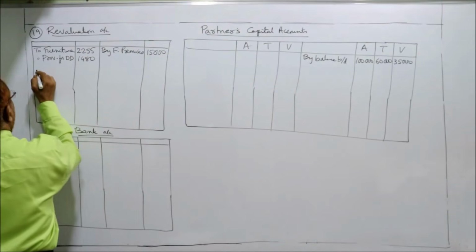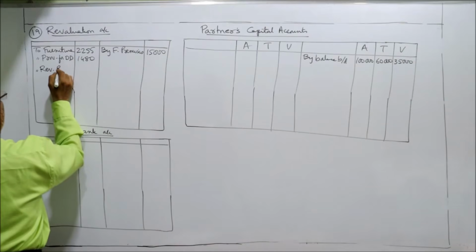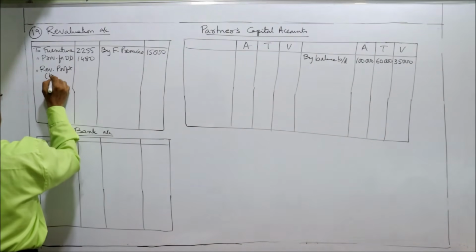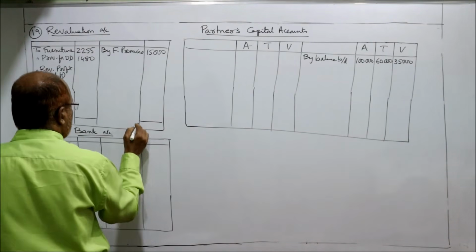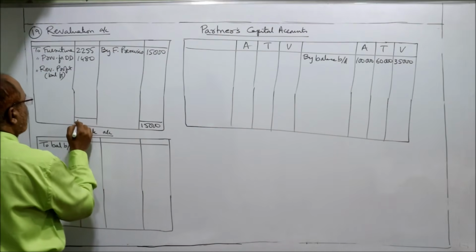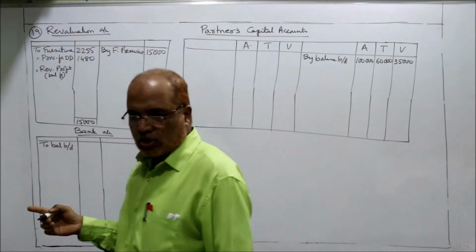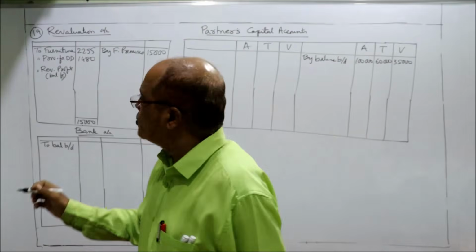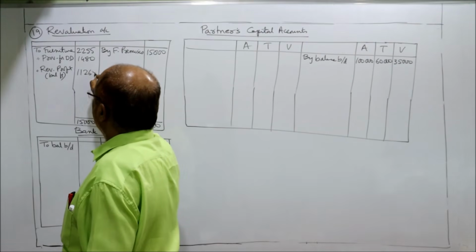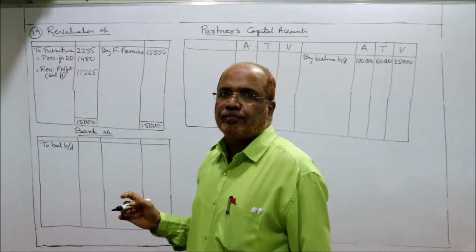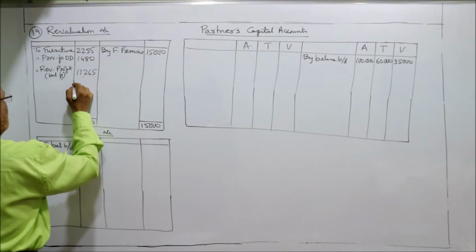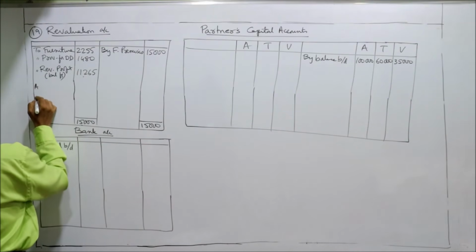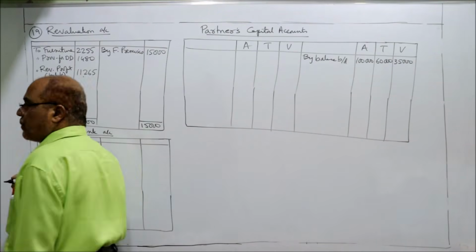Now we'll find out the profit. Revaluation profit, balancing figure. So the total on the credit side is 15,000. 15,000 minus these two amounts, you are going to get 11,265. This is the revaluation profit. 11,265. It should be transferred to Arun, Tarun and Varun.